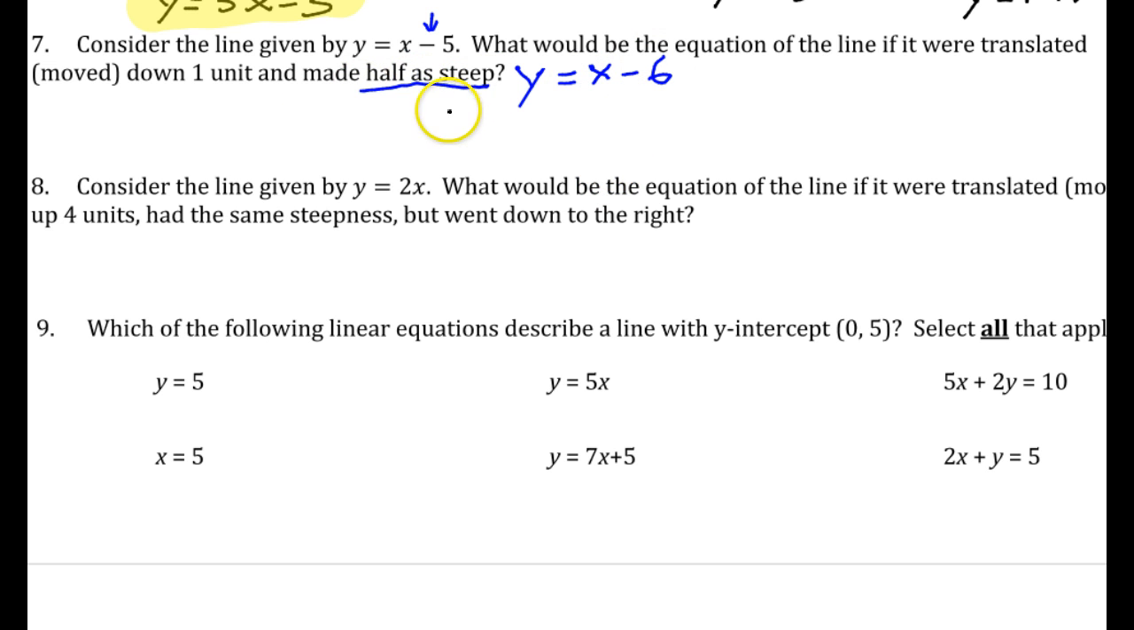But we also have to make it half as steep. We're talking about the steepness, we're talking about the slope. So let's make the slope half as steep, 1/2 then. So think of the translation as moving the y-intercept, affecting this value, right? -5 to -6. And think of the steepness as affecting the slope.